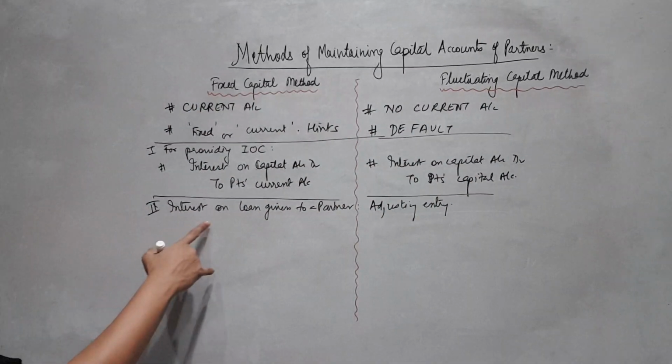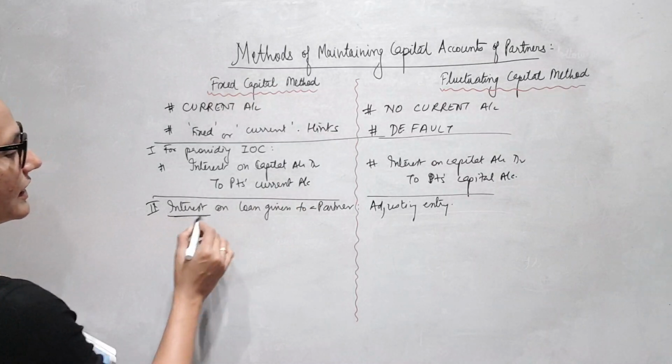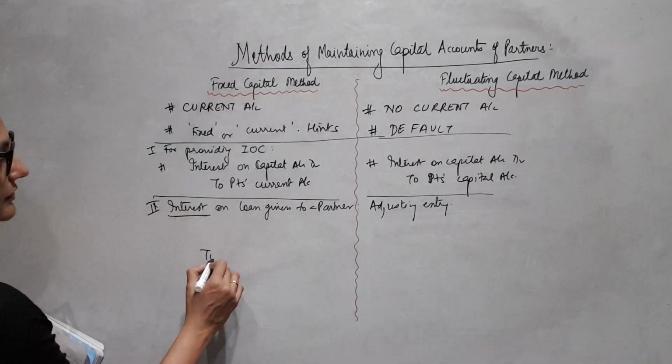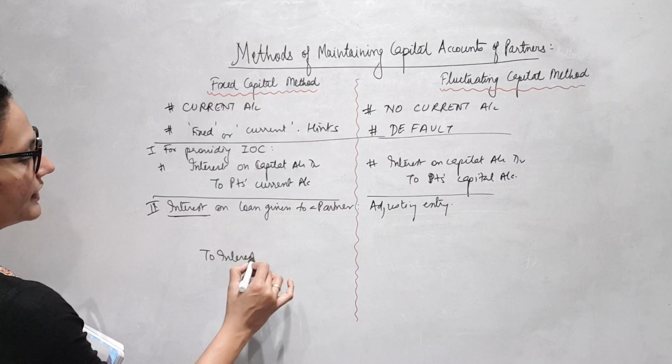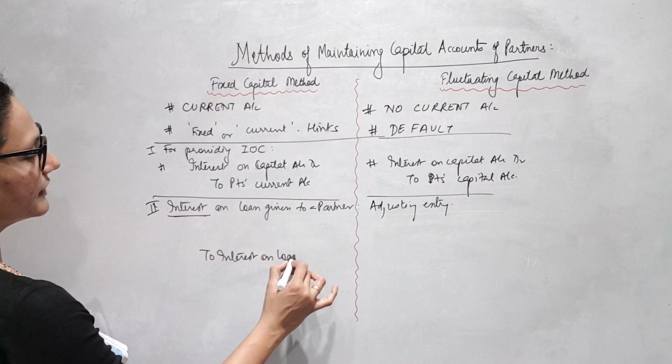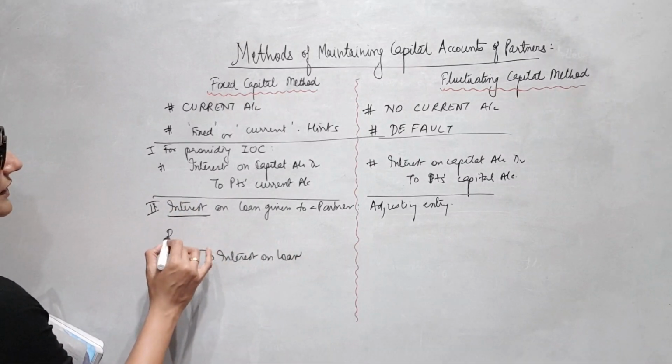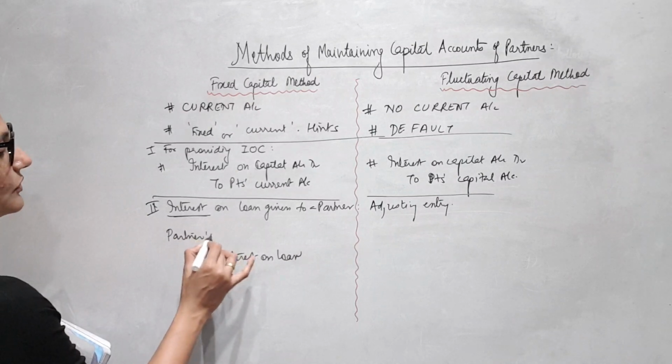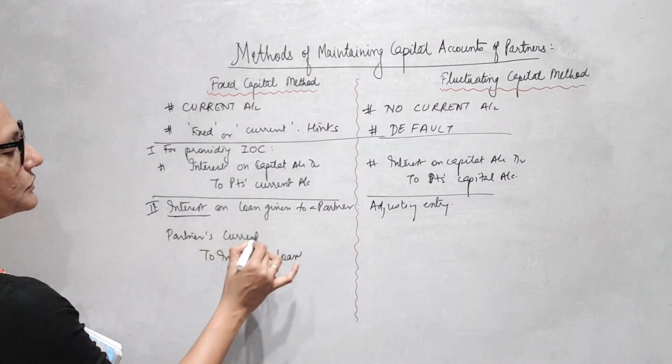So interest on loan given to a partner. Interest is an income. I will have to credit interest on loan, right? Interest on loan has to be credited. And I will debit here, in this case, to which account? Current account of partner.